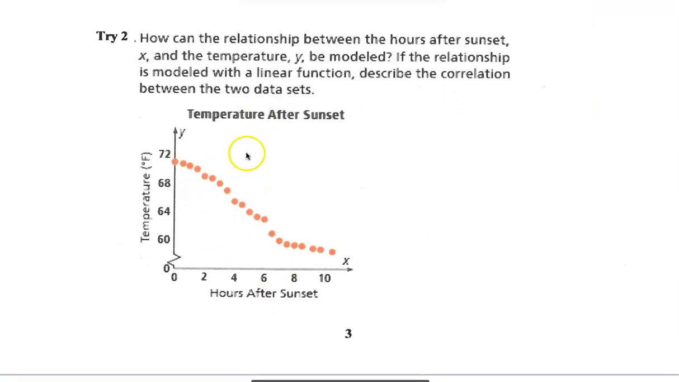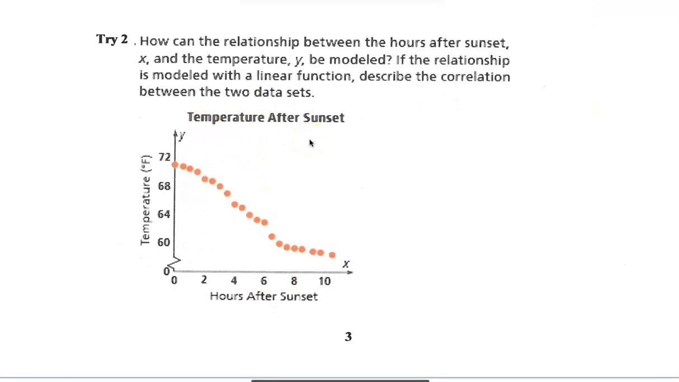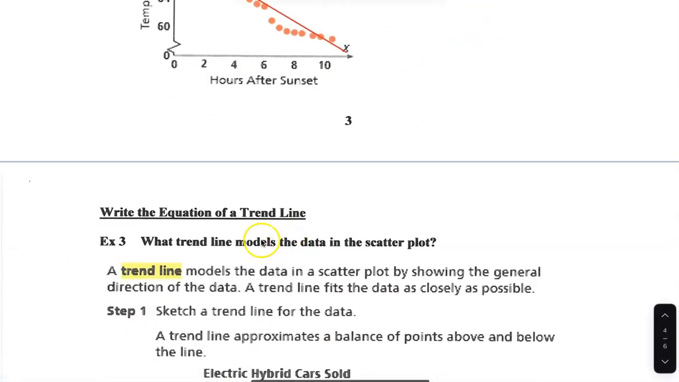Right here, if we're looking at this next one, temperature after sunset, you could draw a trend line that kind of looks like this. Again, keep in mind, there's no one right answer for a trend line. It could be like that. It could be a little bit more like this. There's going to be lots of different answers. But this will be a negative correlation. But just like before, we would be able to find an equation for that line. So let's do that next.